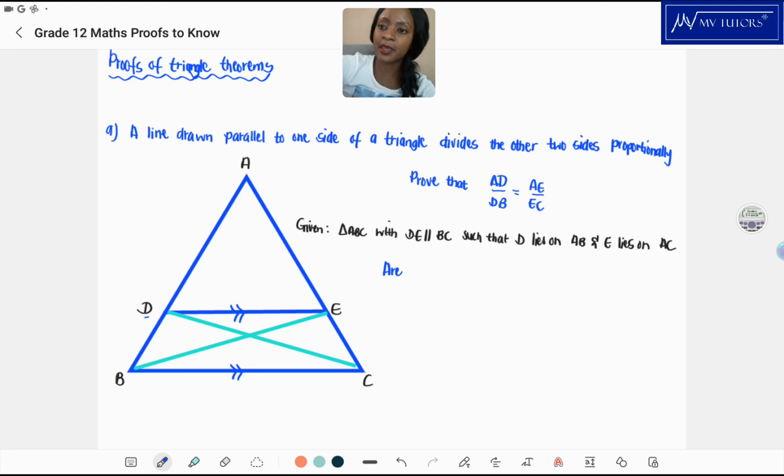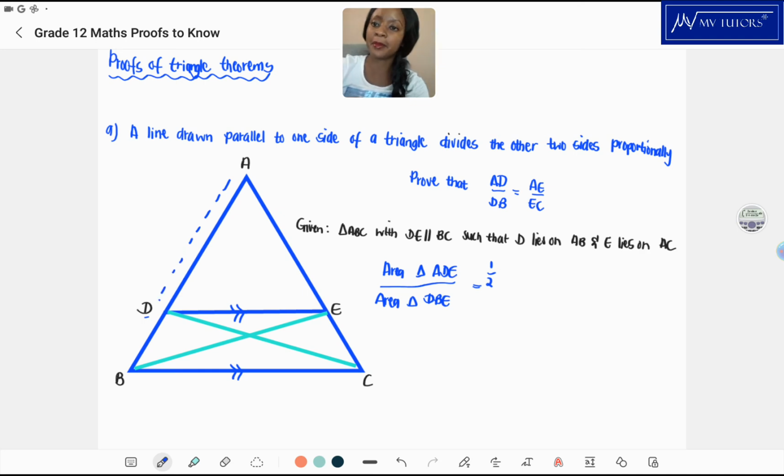So we have the area of triangle ADE, and I want to see with respect to the area of triangle DBE what that would be. If I'm going to get the area of a triangle, it's going to be half base times height. So half, what is my base here? I'm going to take AD as my base. Okay, so AD will be my base.